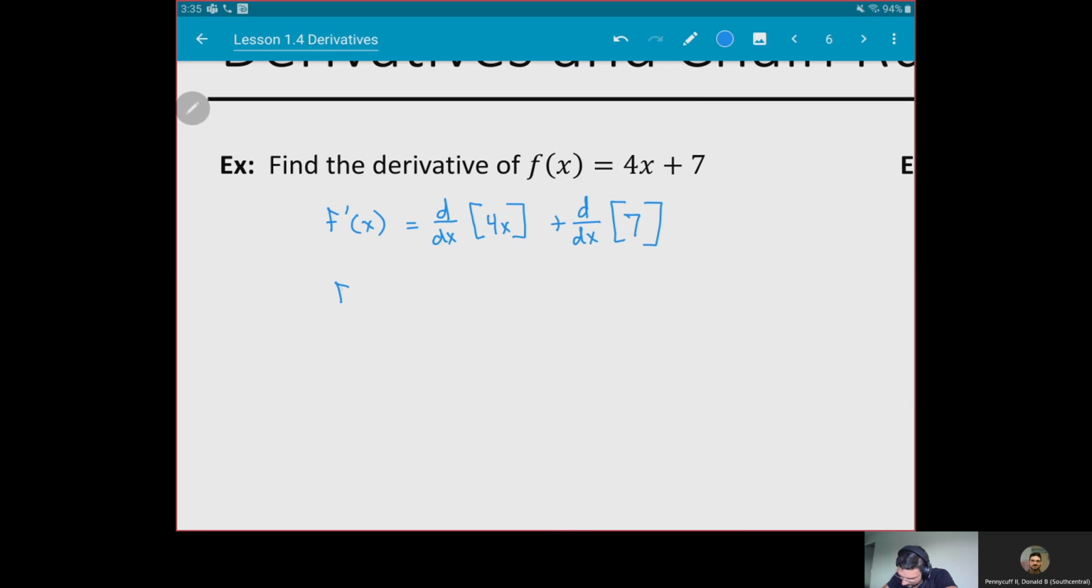Okay, and so the derivative, this is a number times a letter. That's just going to be the number. And the derivative of a number itself is 0. So the derivative is 4. Cool. Now, if you were in class today, I didn't quite break it down that far.